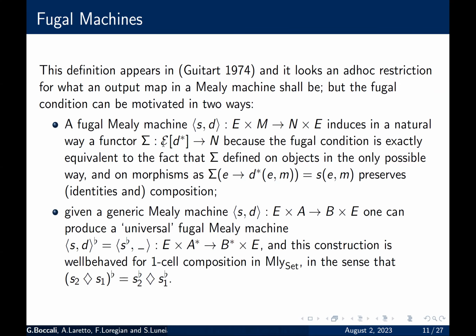This said, this condition lets us produce a universal fugal Mealy machine given one of this form, as you can see there. And this construction is well behaved for one cell composition in Mealy set, where set has the obvious Cartesian structure, in the sense that two cells composition is functorial.